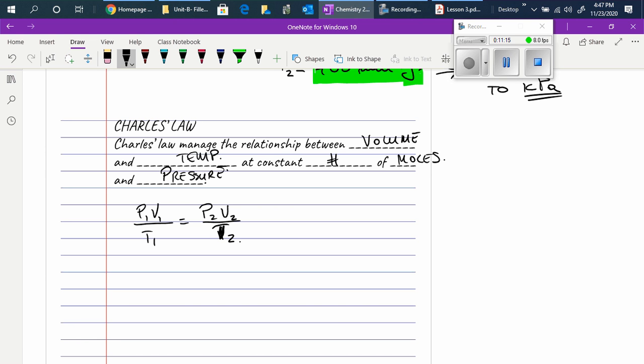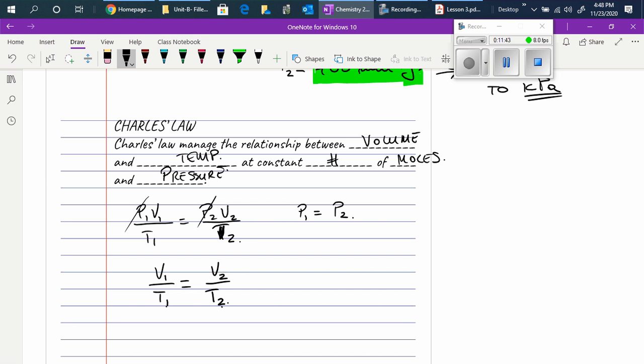Now what we have is that the pressure is the same, so P1 equals P2. Therefore, we can cancel that out. Okay, and then what we have is that the ratio of the volume over the temperature is constant, which means that V1 over T1 is equal to V2 over T2.